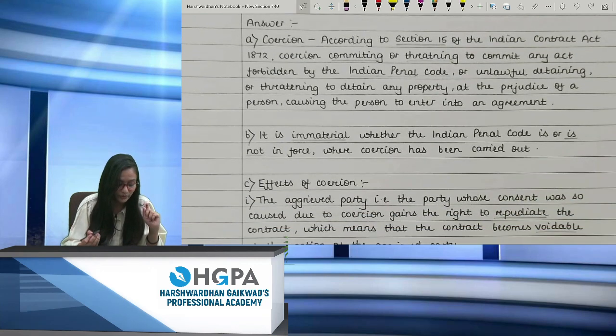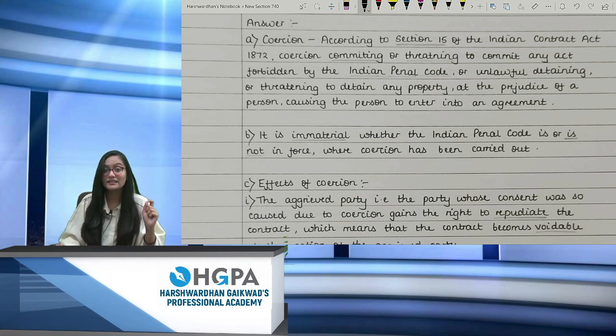Moving to the B point, it is immaterial whether the Indian Penal Code is or is not in force where coercion has been carried out. Again, this makes a statement.